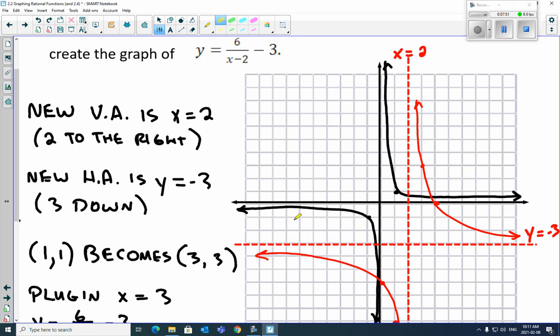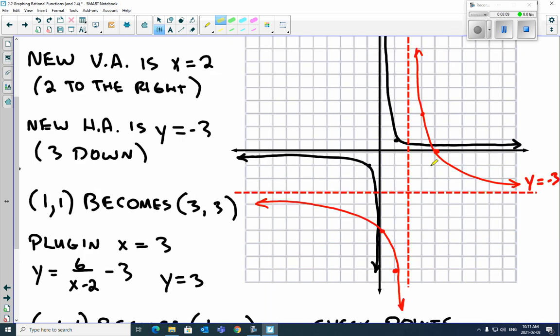So what happens? Well, we have a new vertical asymptote at 2, right? Because it's what the denominator here, right? It's a 2, so it'd be 2 to the right. New horizontal asymptote is down 3. And what that does is because it's written this way, the negative 3 drops it down 3. So we have new and we have new. So then what you do is you just look at all your points and move them, right? 1, 1, that point is going to become 3, 3.